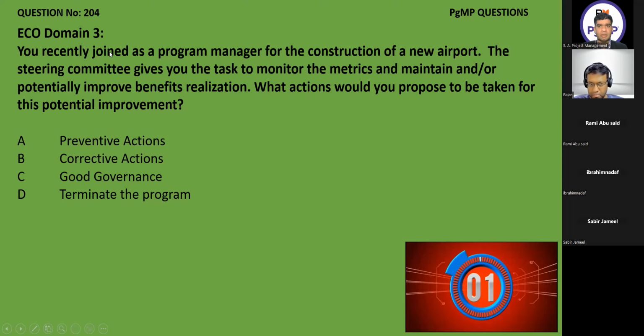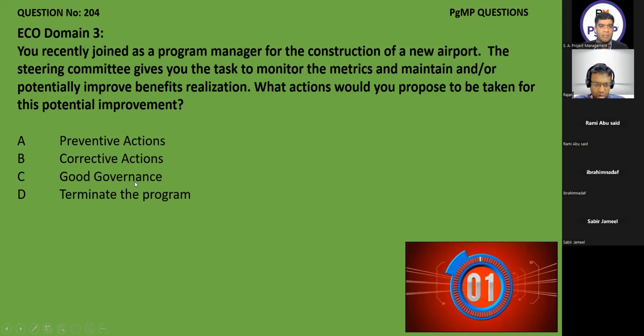Now read the full question. You recently joined as a program manager for the construction of a new airport. The steering committee gives you the task to monitor the metrics and maintain and/or potentially improve benefit realization. What action would you propose to be taken for this potential improvement? Preventive actions cannot be the option. We can eliminate this. Corrective actions can be the option.